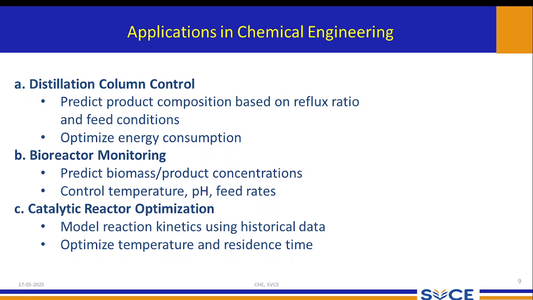Predict the biomass and product concentration, and control temperature, pH, and feed rate. Then catalytic reactor optimization: model the reaction kinetics using historical data, and optimize the temperature and the residence time. From the previous data, try to find the reaction kinetics, and then optimize the temperature and residence time. These are the applications. Hope you understood the chemical engineering applications. You can adapt model predictive control to all these processes, as well as prediction.